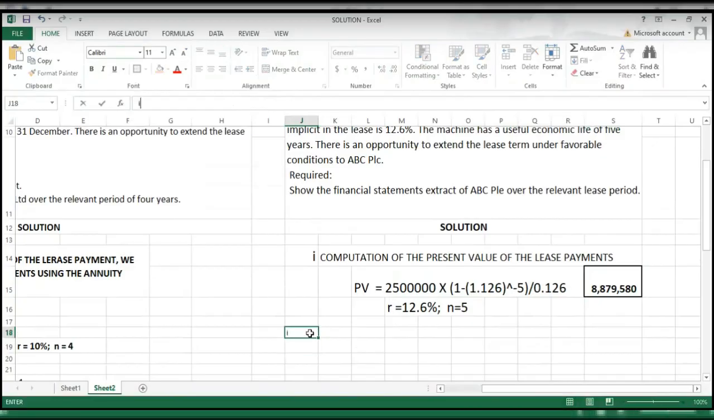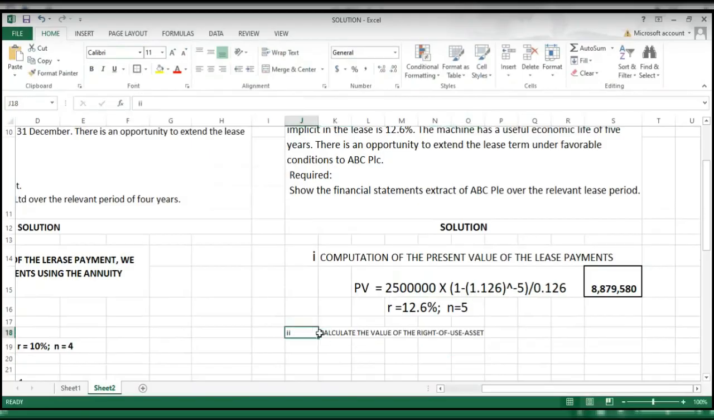So the second task, Roman figure 2, is to determine the value of the right of use asset. Calculate the value of the right of use asset.